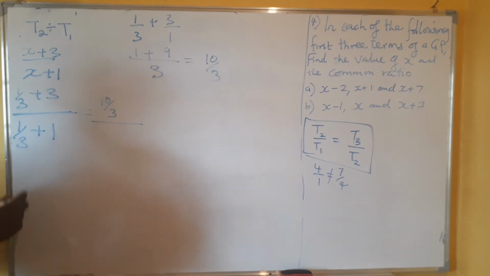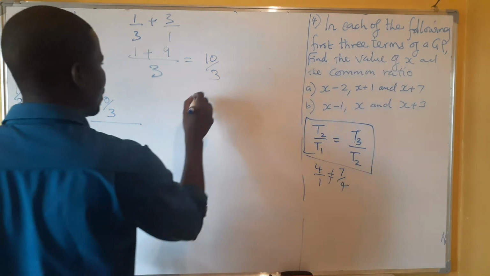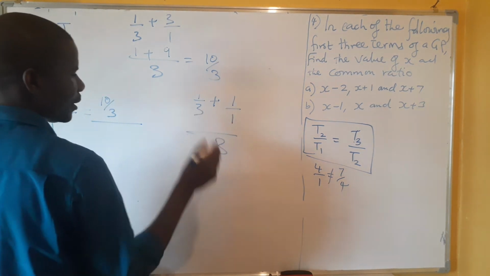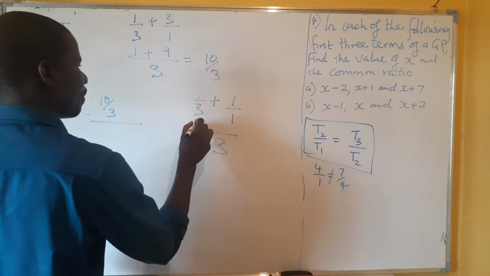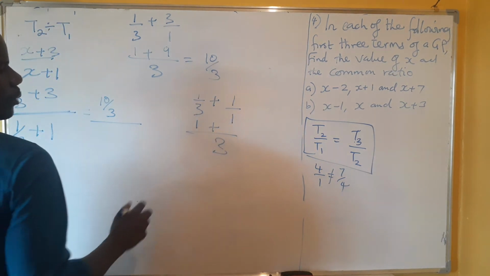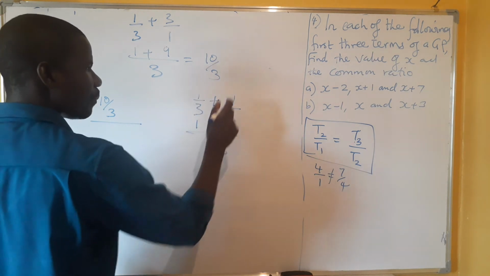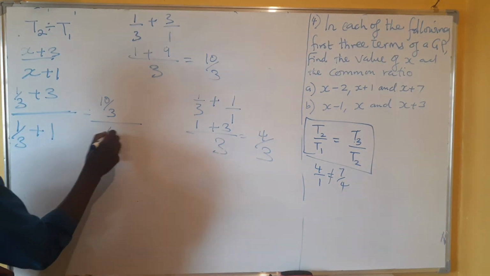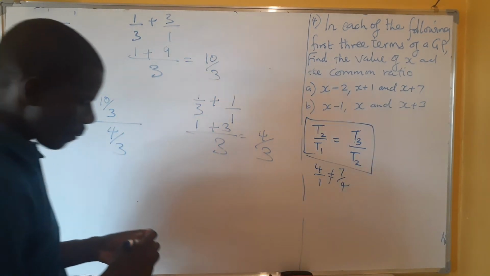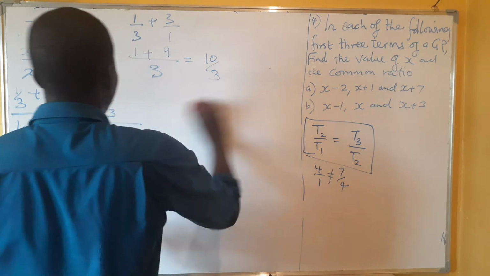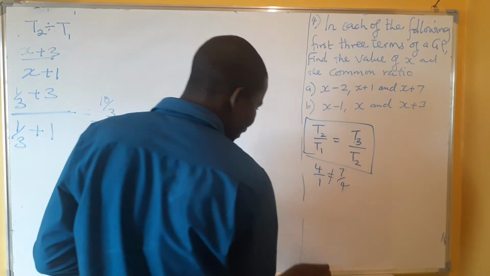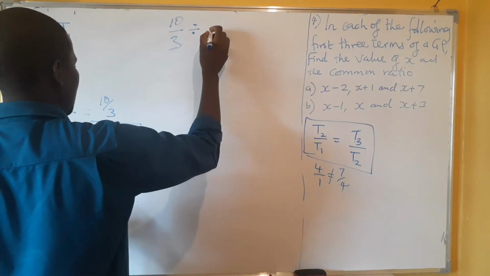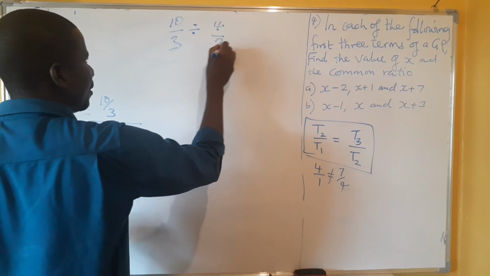Take note, we have divided by this one here. What is it? 1 over 3 plus 1. Again, 3 into 3 is 1. 1 multiplied by 1 is 1. Plus this one, it's 3. 3 multiplied by 1 is 3. So this gives us 4 over 3. So down here, what do we have? 4 over 3. I hope you are following me. So in other words, what this means is that we have 10 over 3 divided by 4 over 3.